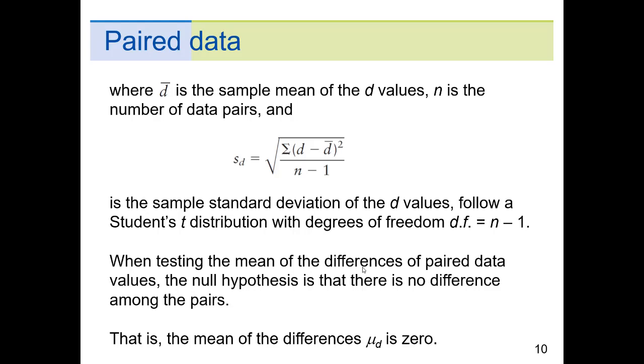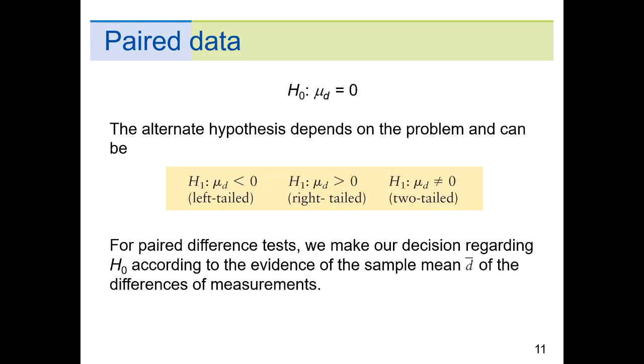When testing the mean of the differences of paired data values, the null hypothesis is always that there is no difference among the pairs. That is, the mean of the differences, mu sub d, is 0. So this will always, always, always be your null hypothesis in paired dependent testing. The alternate hypothesis depends on the problem. It could be either a left-tailed one where it's less than 0, a right-tailed one where it's greater than 0, or a two-tailed one where it's just not equal to 0.